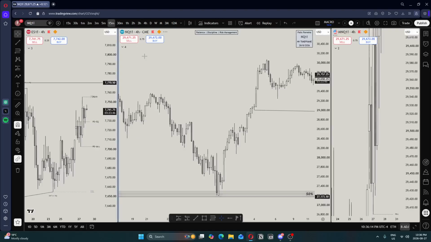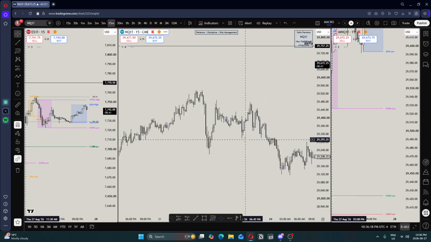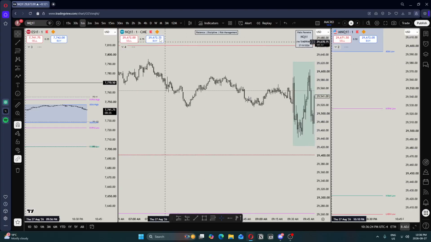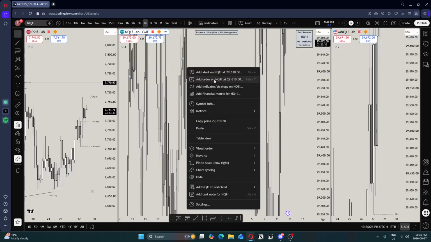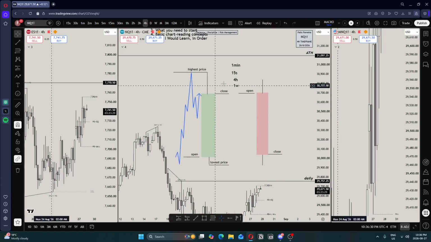If I go to the 15 minute, each of these candlesticks now represents 15 minutes of price action. If I go to the 1 minute, each of these candlesticks now represents 1 minute of price action. Pretty straightforward, pretty simple. I don't think I need to elaborate much more on that.